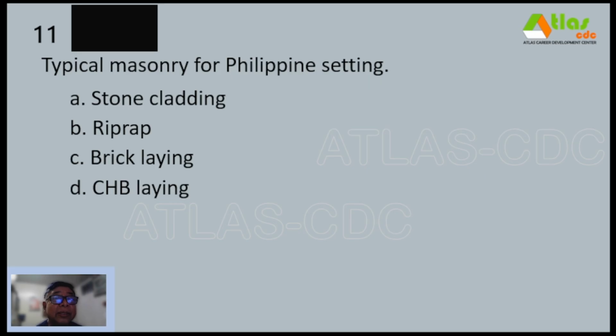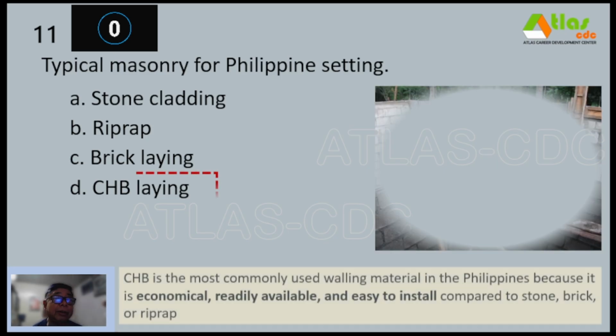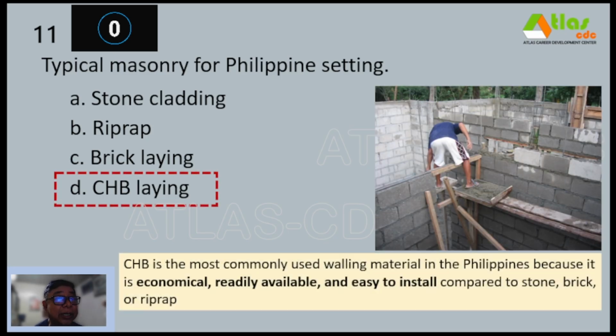Number 11, typical masonry for Philippine setting. A, stone cladding; B, riprap; C, bricklaying; D, CHB laying. And our correct answer is letter D, CHB laying. So CHB is the most commonly used walling material in the Philippines because it is economical, readily available, and easy to install compared to stone, brick, or riprap.